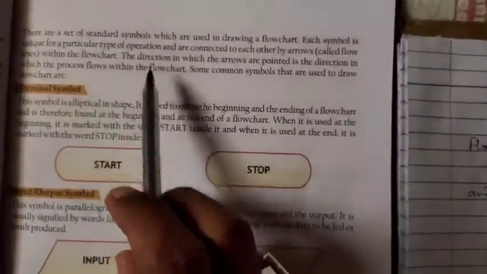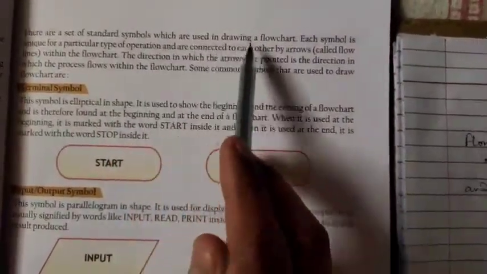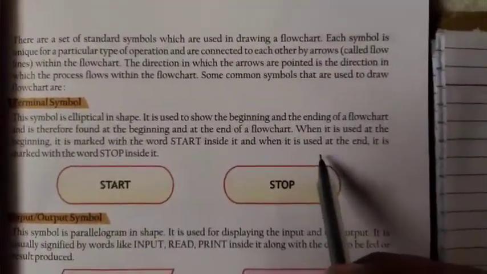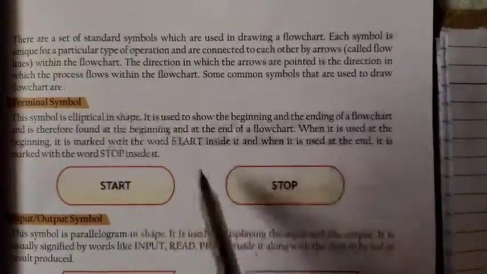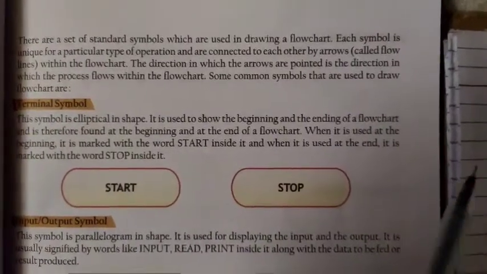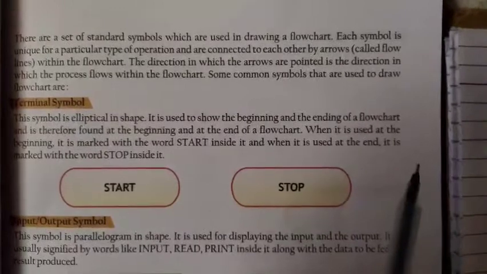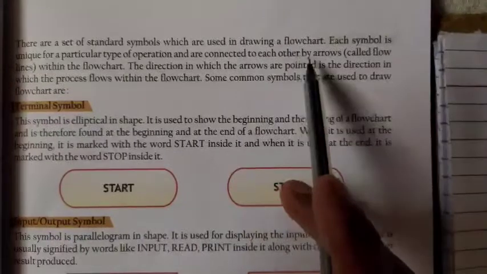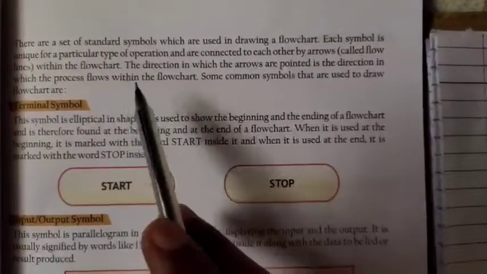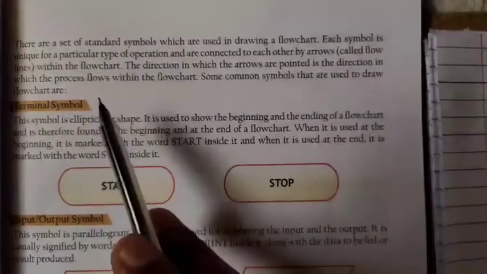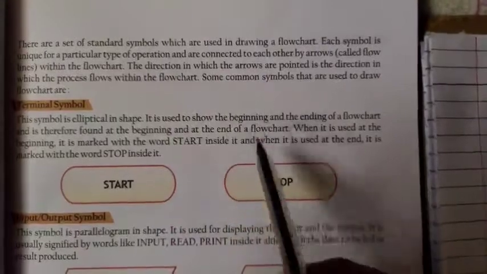Let us proceed further. There is a set of standard symbols which are used in drawing a flowchart. Each symbol is unique. Unique means different. Only one type of symbol will be used for showing the instruction for a particular type of operation, and they are connected to each other by arrows called flow lines within the flowchart. The direction in which the arrows point is the direction in which the process flows within the flowchart.